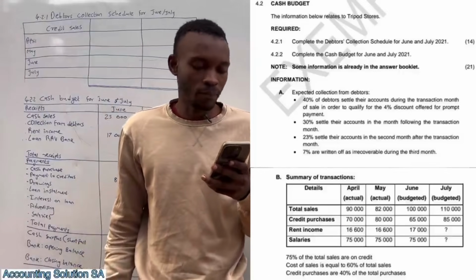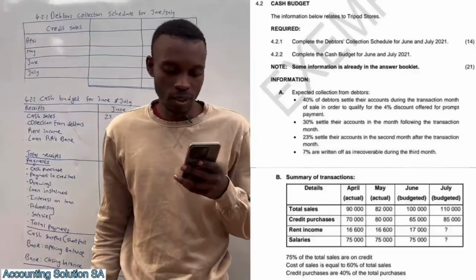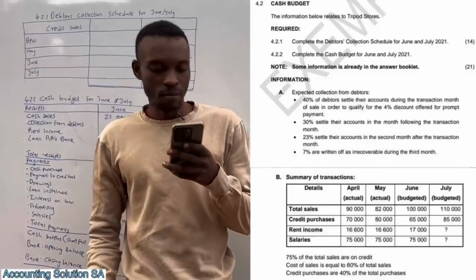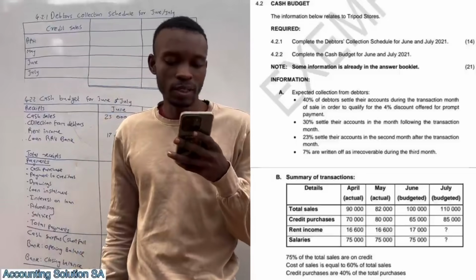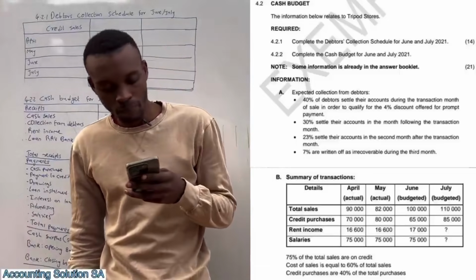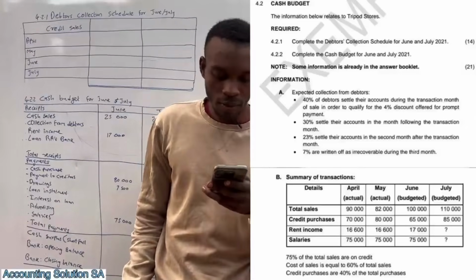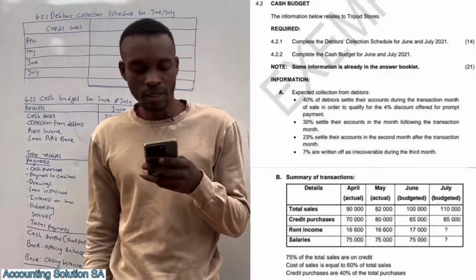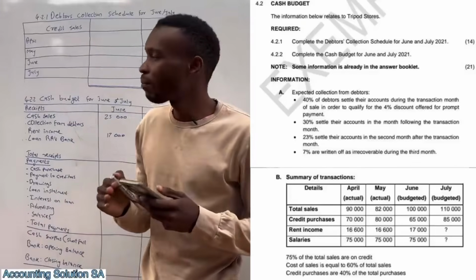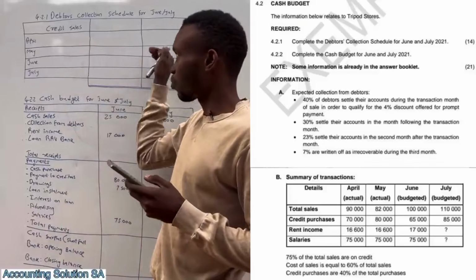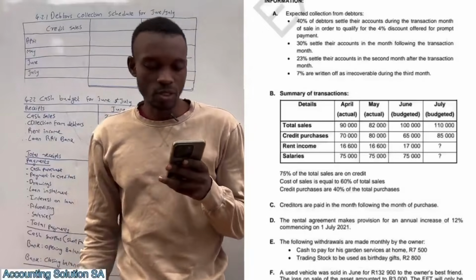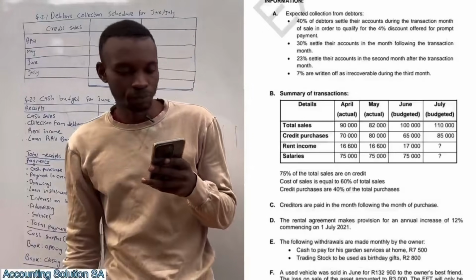Required number one, complete the data collection schedule, 14 marks. We are starting everything from scratch. Number two, complete a cash budget for June 2021. Okay, so information number one, we are given the expected collection from debtors. However, you know that when we prepare collection from debtors, we must first calculate our credit sales. Okay, let's go to information number B first.